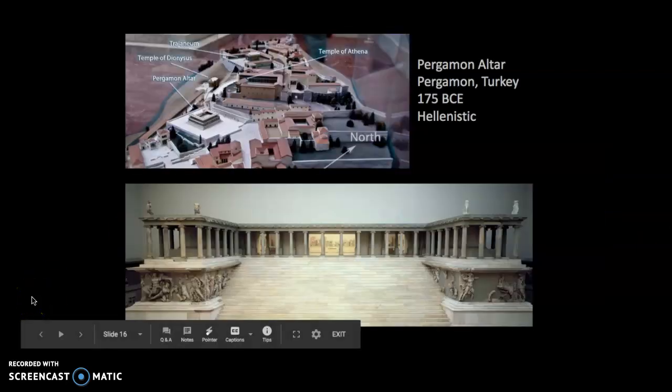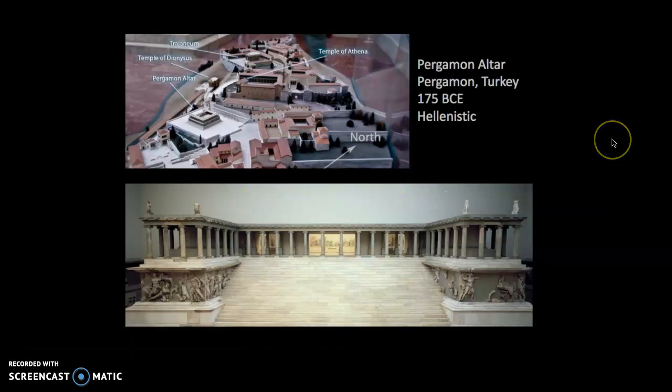And we're going to focus on this massive victory altar that the king of Pergamon had constructed in 175 BCE. So this Pergamon, the city, sits on a hill. And he, Attalus the First, the ruler of Pergamon, wanted his city to be a kind of new Athens, a capital of culture, political power, and he started a huge building campaign of different temples, libraries, and then this big altar.